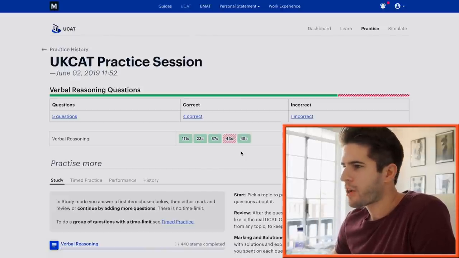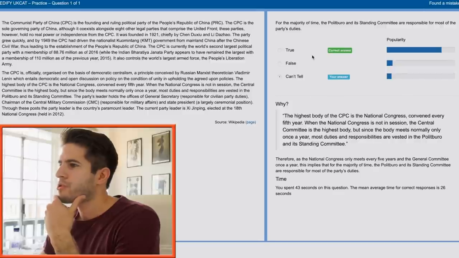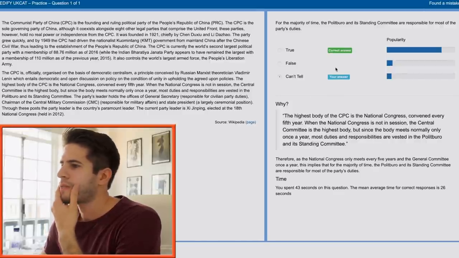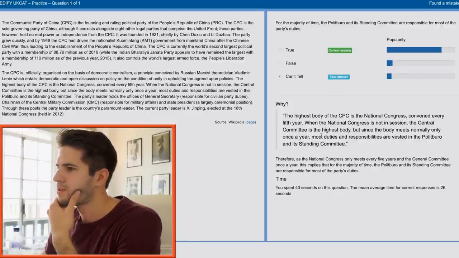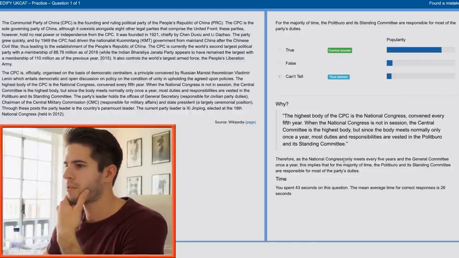Okay, cool. So 4 out of 5, I got one of them incorrect. So let's see what went on there. For the majority of the time, oh, really? Let's see. The highest body of the party is the National Congress. Okay. Oh, I didn't even see the sentence. I was in a completely different place.